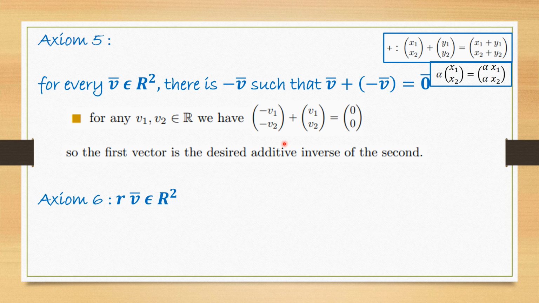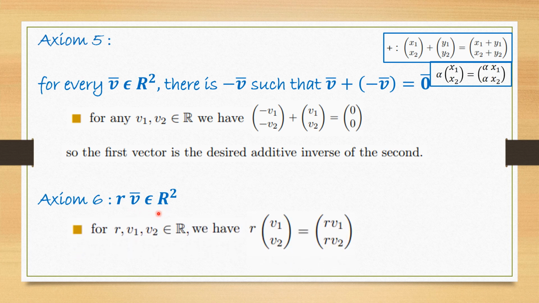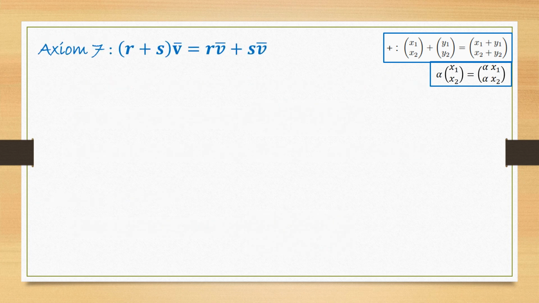Axiom 6. r is any scalar. r times V vector belongs to R square. It means we are checking whether the non-empty set V is closed under scalar multiplication. For r and (v1, v2) in R2, the vector space, we have r times (v1, v2) equal to (r v1, r v2). Therefore, V is closed under scalar multiplication. Axiom 7.